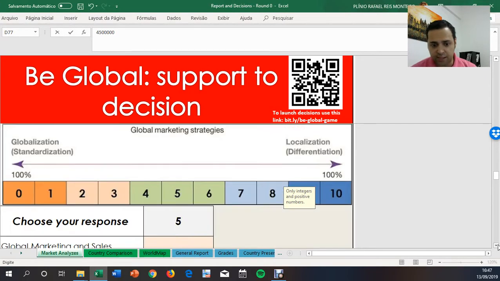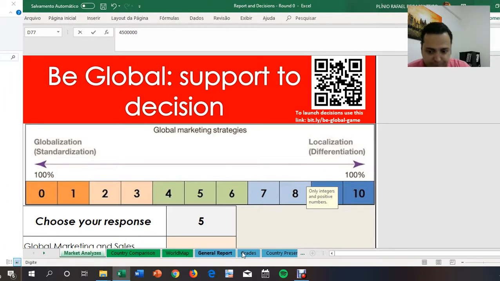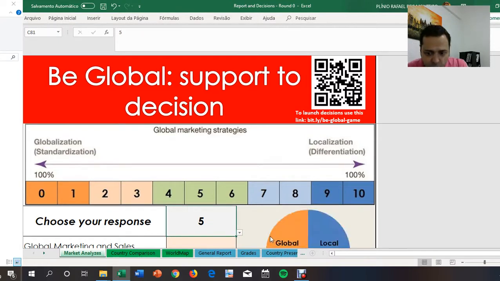The next decision is to choose the degree that I'm going to adopt a more local or a more global strategy. And here, remember that if you choose a local strategy, you will accelerate the demand.